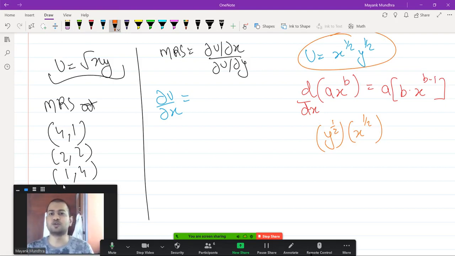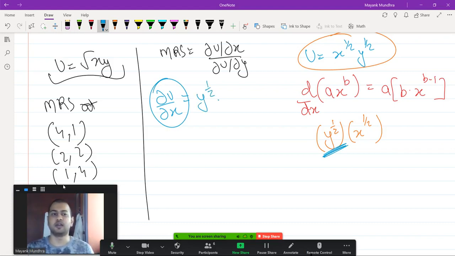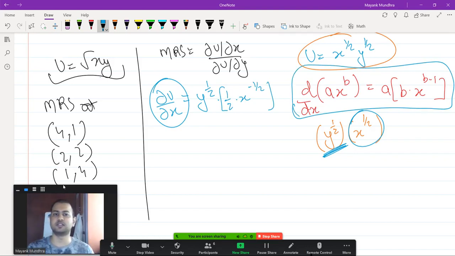Now I am saying when you are doing del u by del x, keep y constant. So y becomes a constant, so it will be coming as it is, y to power half. X to power half will become half into x to power minus half. Okay, it's just this formula which you are seeing here.